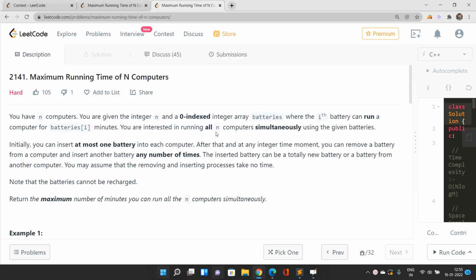We are interested in running all the n computers simultaneously using the given batteries. Initially we can insert at most one battery into each computer, and after that, at any integer time moment, you can remove a battery from a computer and insert another battery any number of times. That is, we can charge any computer using a particular battery, as long as this battery has some non-zero charge, and we have to find the maximum number of minutes we can run all the n computers simultaneously. Also, the n computers must be charged at that moment using some battery.